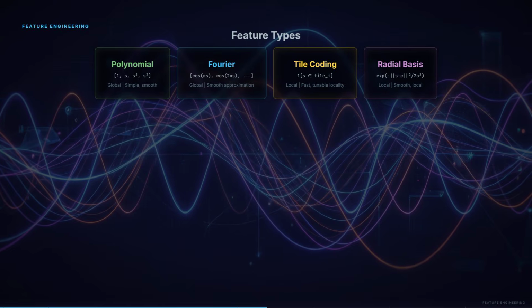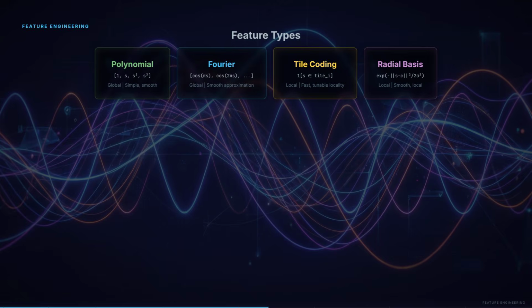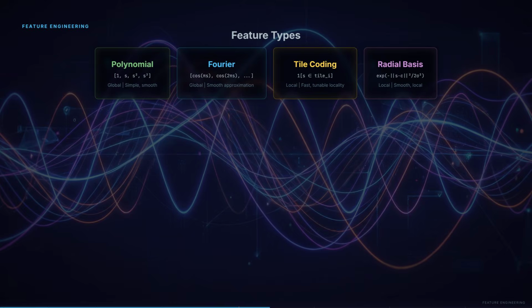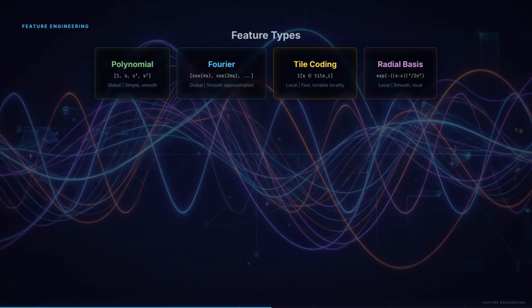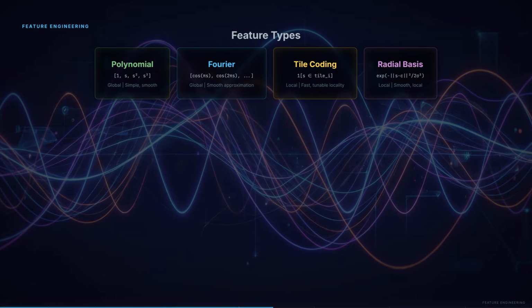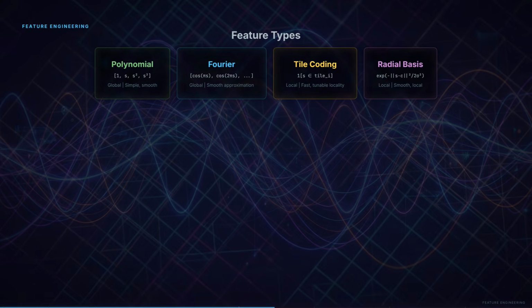Fourier features use cosines at different frequencies. They're excellent for smooth approximation and have nice theoretical properties. But like polynomials, they're global.